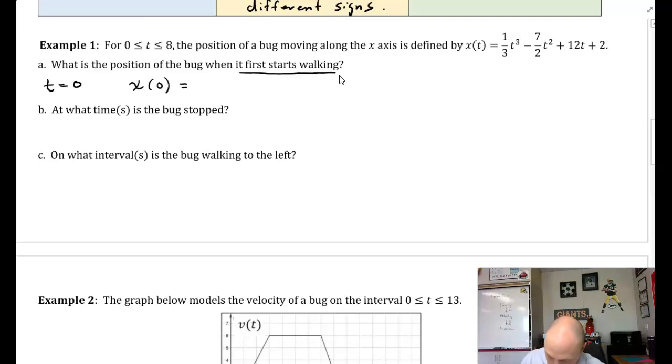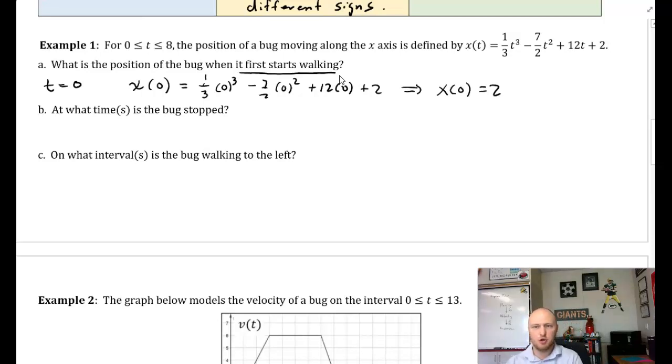everything just kind of zeroes out. I have 1/3 0 cubed minus 7/2 times 0 squared plus 12 times 0. 0 is the best because everything disappears. Therefore, x of 0 is 2. That's the initial position of the bug.